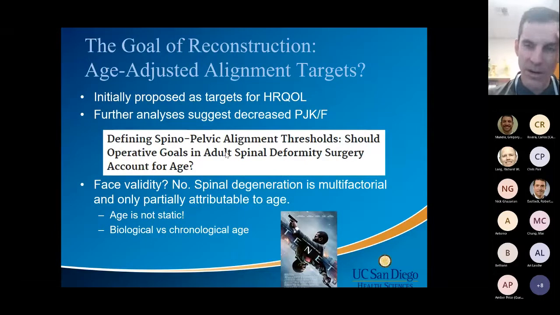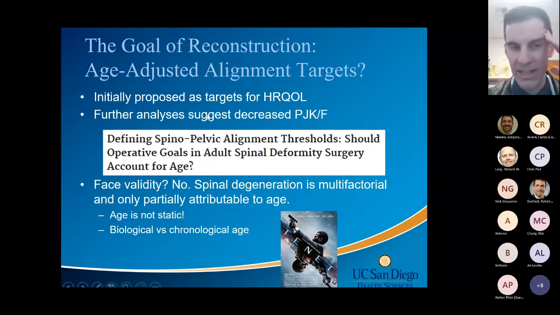So the goal of reconstruction and trying to make things more durable, this is somewhat where the age-adjusted alignment targets came from, though it was initially just proposed as targets for health-related quality of life, which, if you read the papers and think about it and talk to your patients and consider the complexity of health-related quality of life, it's really a lousy outcome measure. And it's extremely hard to predict because they are so multidimensional.